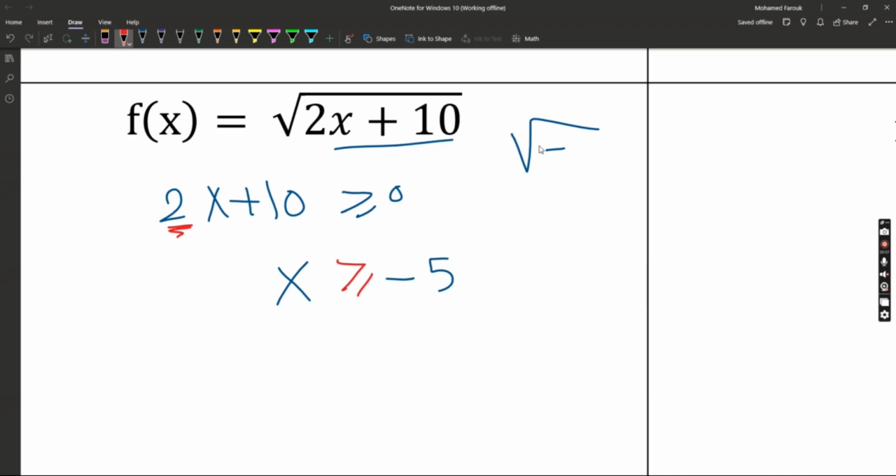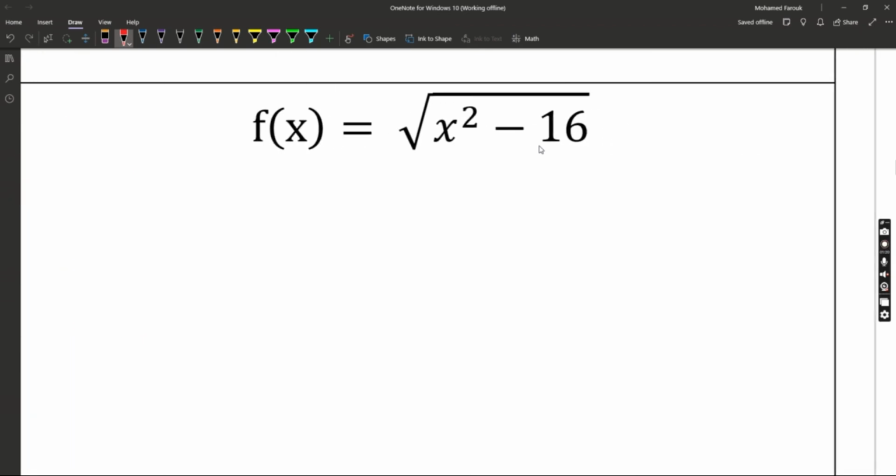This time, you will write the domain in interval form. It starts with negative 5 and goes all the way to infinity. So it will be negative 5 with a square bracket because it's an equal sign here. It could be equal to negative 5. Okay, this one is the same.